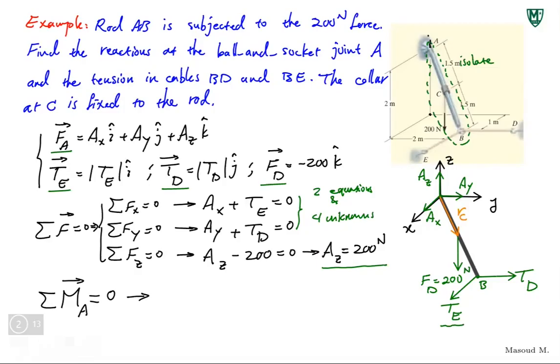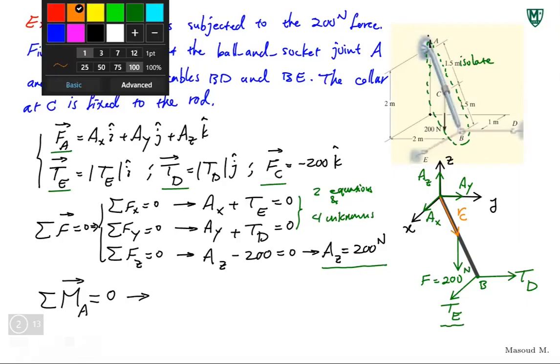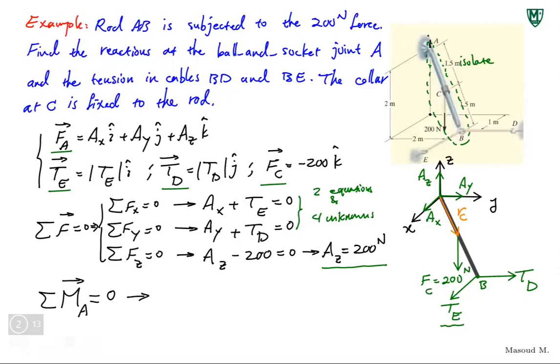I should have called that FC. Maybe it would have been more appropriate instead of FD. Since it's point C, it makes more sense to just call it FC. Let's call this FC and call this also FC. So RC is the vector for FC, pointing the distance from point A to the line of action of FC.